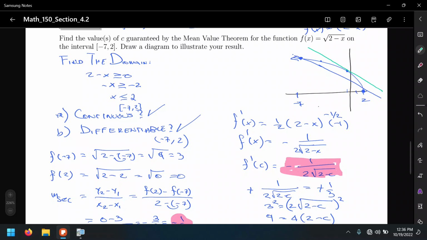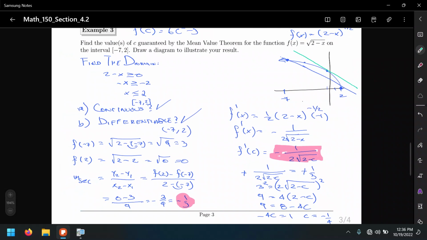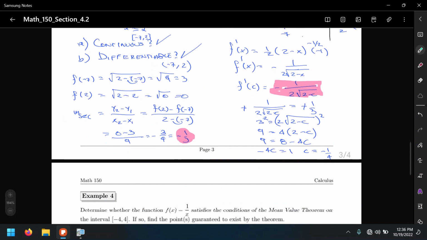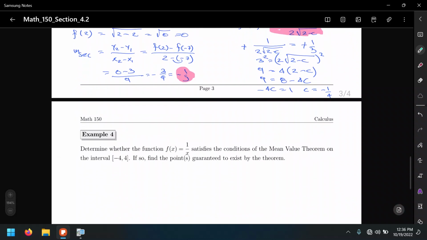Are you guys following me here? Yes. This is making sense? Let's do one more example. One more example and we call it a day.